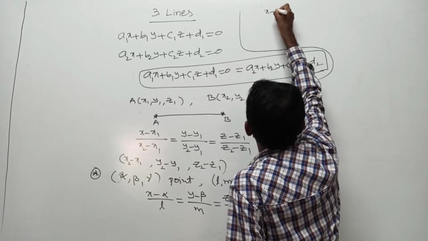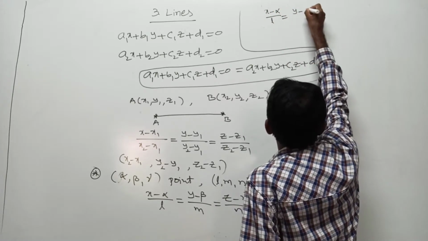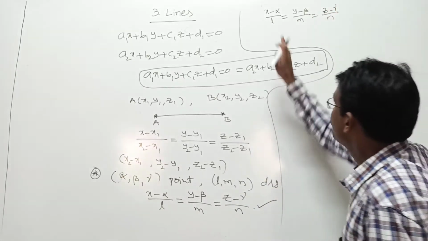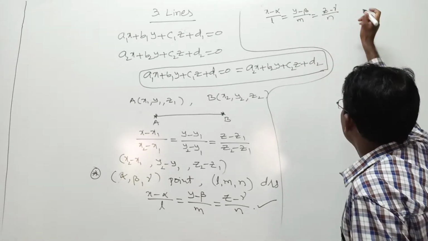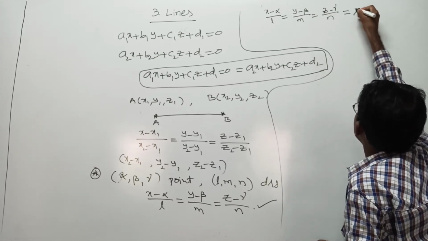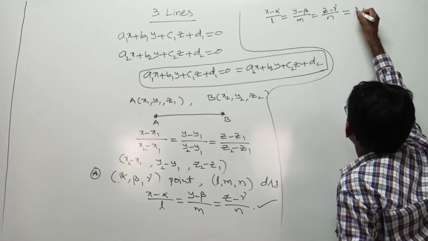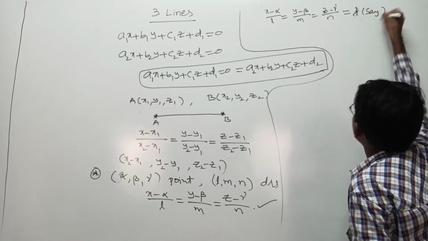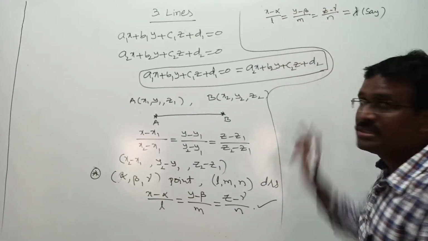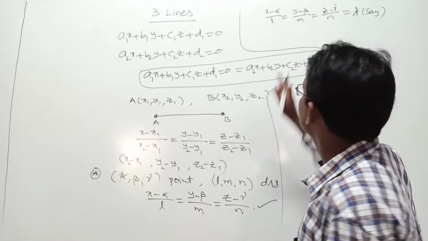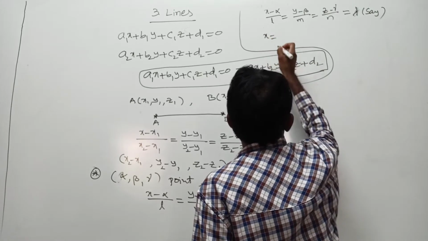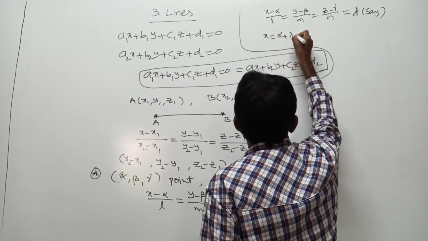x minus alpha by l is equal to y minus beta by m is equal to z minus gamma by n. Basically, this is equal to this is equal to this, meaning all of these must be equal to a non-zero real number. For my convenience, I am taking it as lambda. Using this relation, write the x value, y value and z value. To write the x value, let us go for x minus alpha by l equal to lambda. From that we define x: alpha plus lambda l.